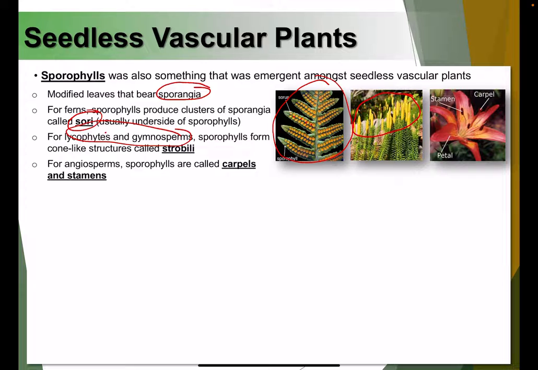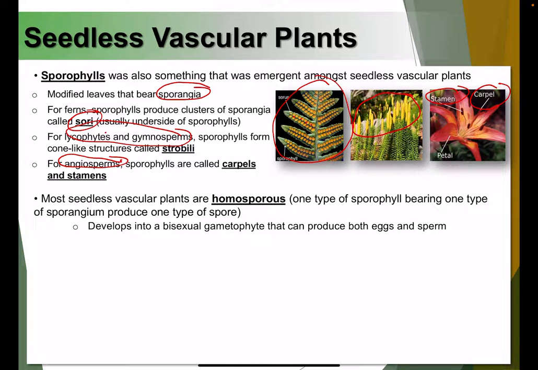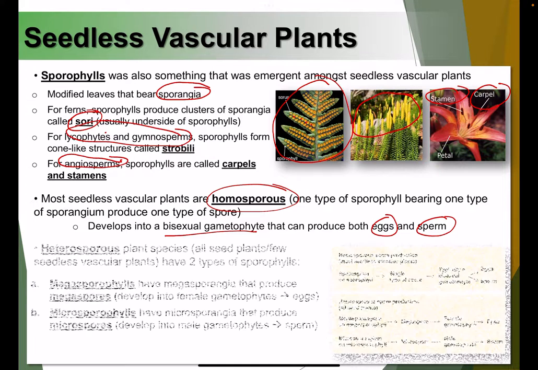For angiosperms, which are the flowering plants, their sporophylls are then called the carpel and the stamen. So most seedless vascular plants are what's called homosporous, where one type of sporophyll bears one type of sporangium, and they will produce one type of spore. There's no forming male versus female. They will develop into actually a bisexual gametophyte that will produce both egg and sperm. They have the capacity to produce either gamete.